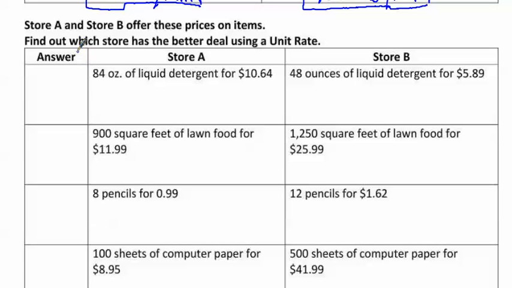Now let's look at these two stores and figure out which one offers the best price. In order to do this, you want to create the unit rate for each one. For example, in store A, you have 84 ounces of liquid detergent for $10.64. You always want to make sure that you have the money in the numerator, because you're taking that money and dividing it 84 times and 84 pieces. So how much money would it be for 1 ounce?